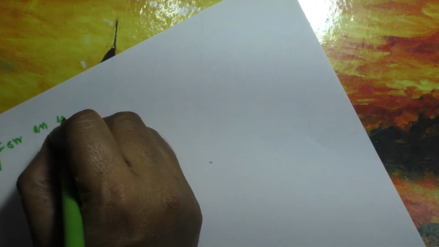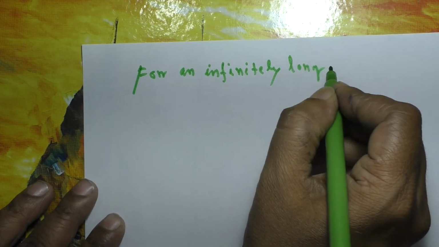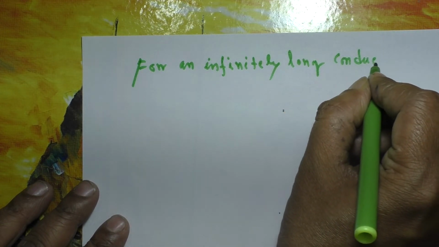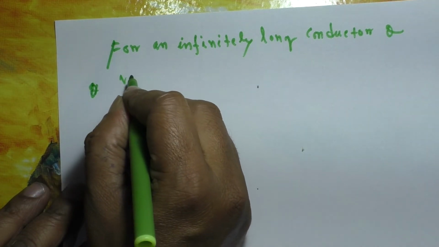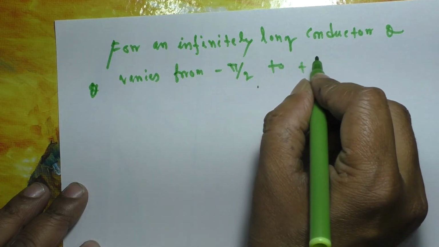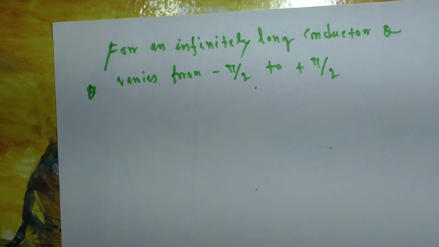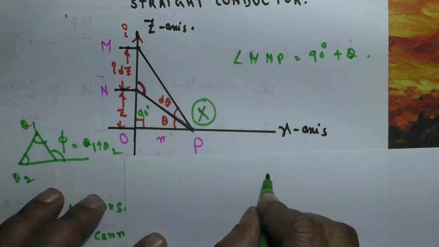So for an infinitely long conductor, theta varies from minus pi by 2 to plus pi by 2. Why? Let us see this diagram.